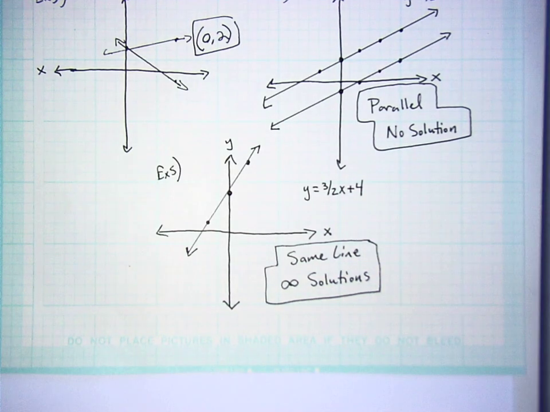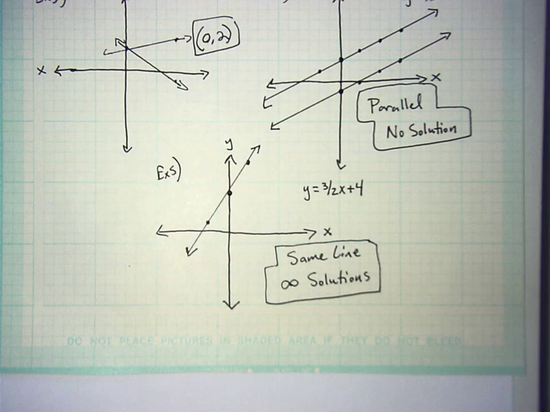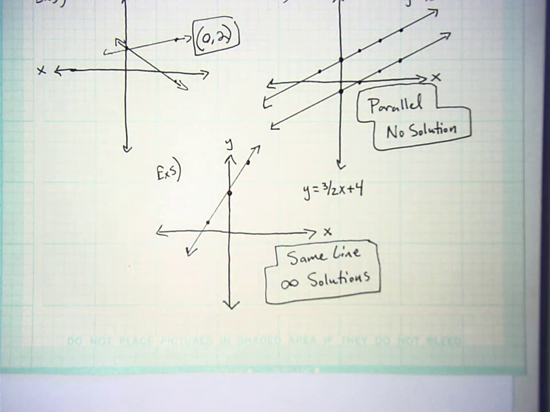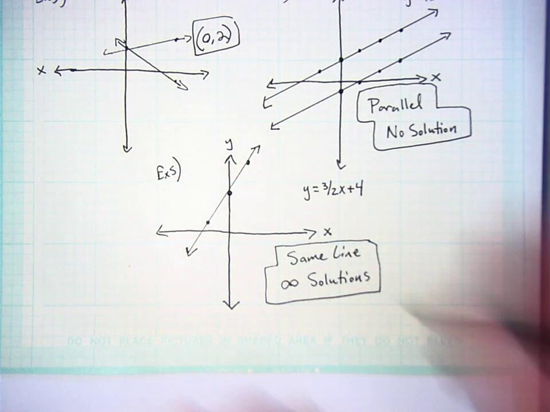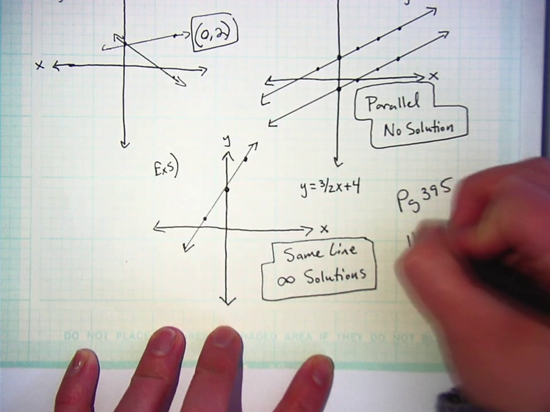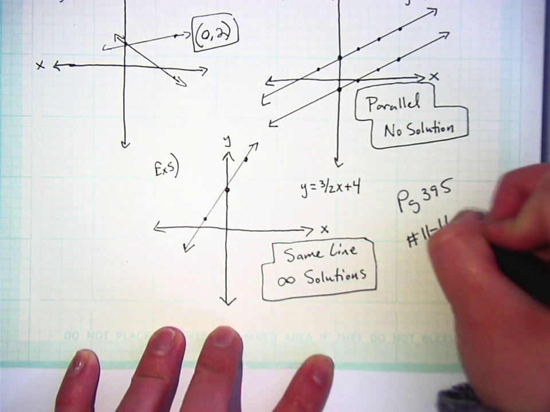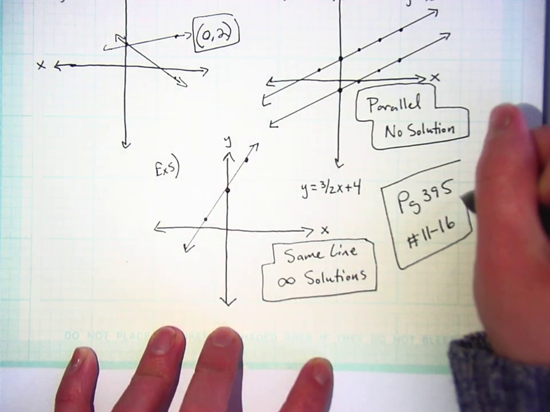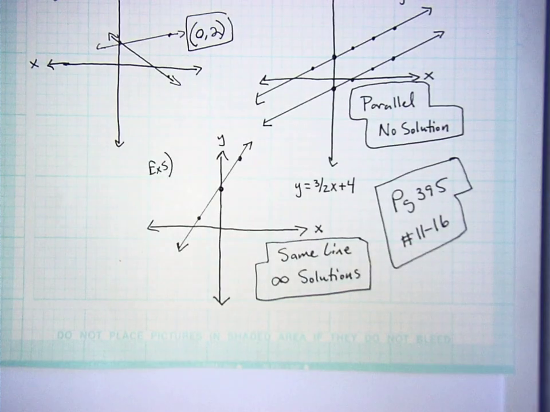On Monday, you will have a day to work on this assignment. The assignment is page 395, numbers 11 through 16, so just 6 graphs. There will be some that are infinite solutions. There will be some that are no solutions. There will be some that cross at a point.